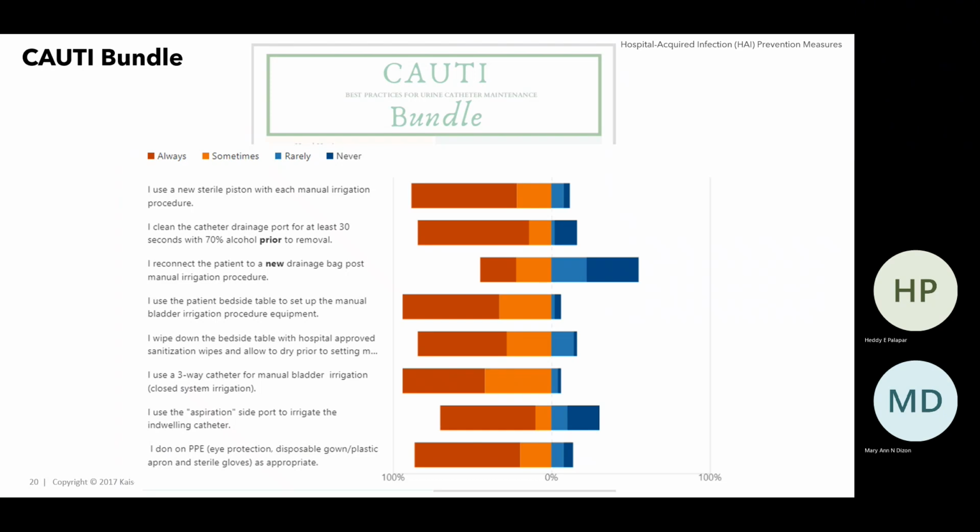In addition, not all staff clean the drainage port for 30 seconds prior to removal. And lastly, not all staff wipe down the bedside table prior to setting up their supplies for the procedure. These gaps in nursing practice and knowledge further increase the risk for patients acquiring a urinary tract infection, as the procedure alone is already high risk.